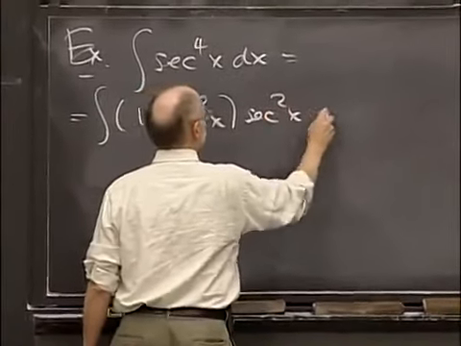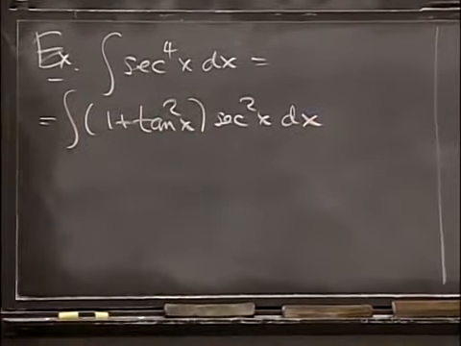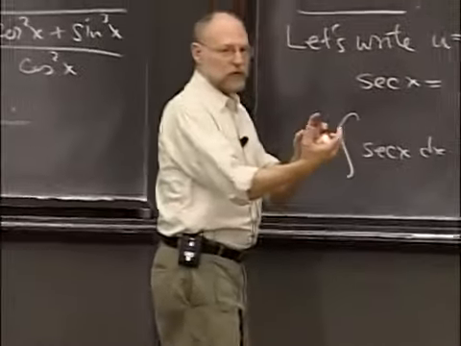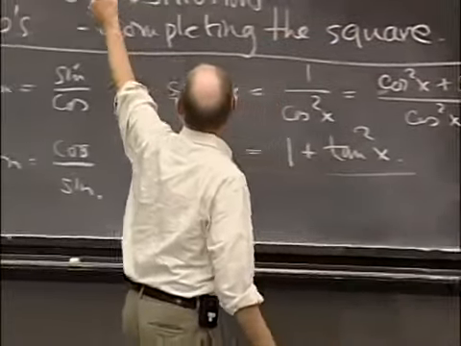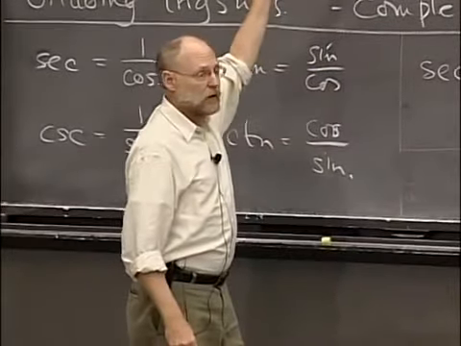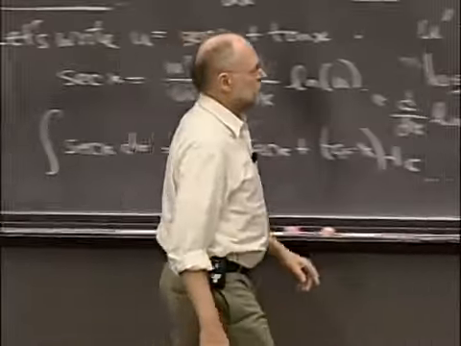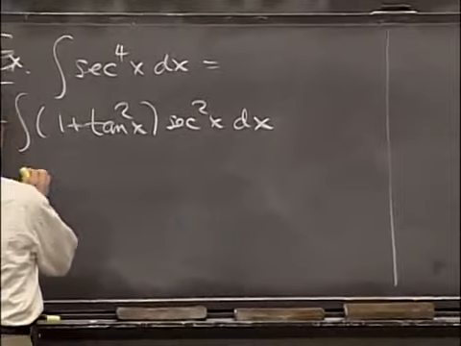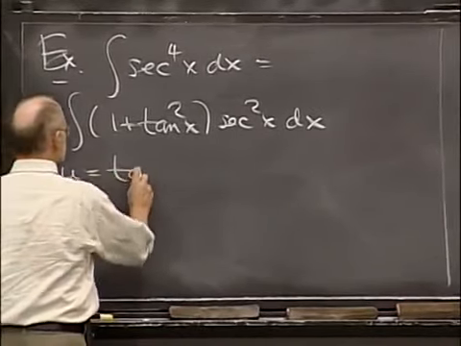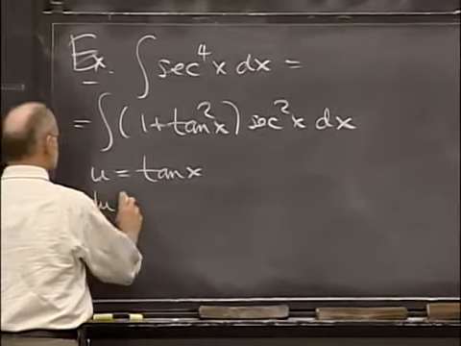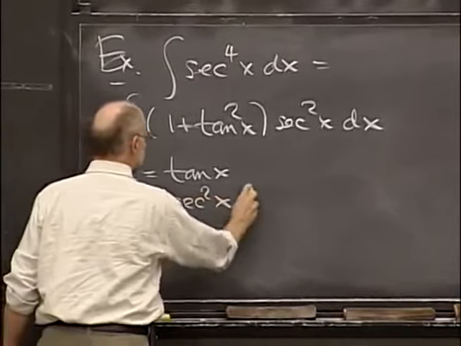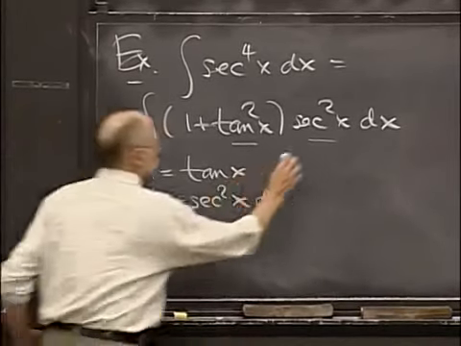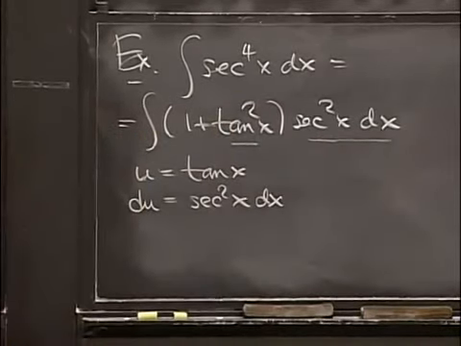That leaves me with 2 left over. Now, there was method to my madness, because I've got a secant squared left over there, and secant squared is the derivative of tangent. So that suggests a substitution. Namely, let's let u be the tangent of x, so that du is secant squared of x dx, and I have both terms that occur in my integral sitting there very nicely.